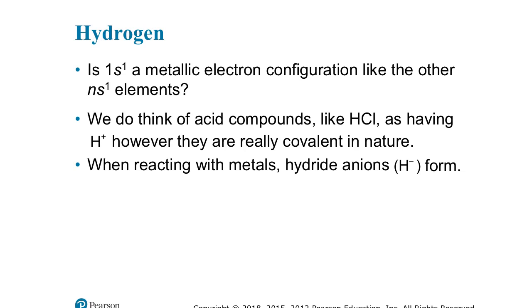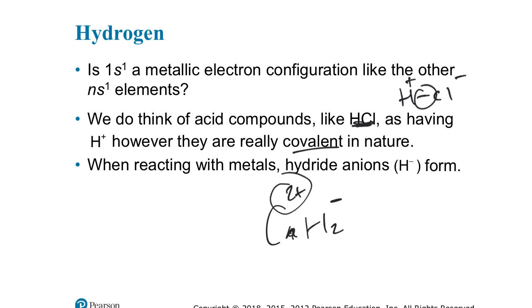We don't tend to think of HCl as being ionic. This is still a molecular compound, so this has a very low boiling point, unlike NaCl, which has a very high boiling point. So we think of acid compounds like HCl as having H+, however they are really covalent in their nature. So HCl as a gas shares that electron pair, not existing as an H+ and a Cl- pair like NaCl does. When reacting with metals, hydride ion can form, so CaH2 would be calcium hydride, for H- pairing up with calcium 2+. So hydride ion can form in the case of bonds of hydrogen with metallic elements.